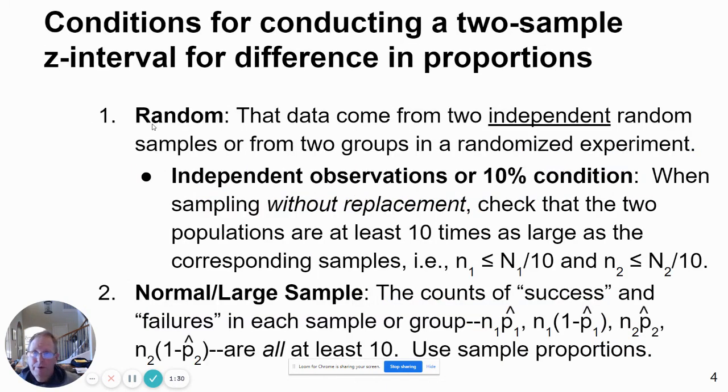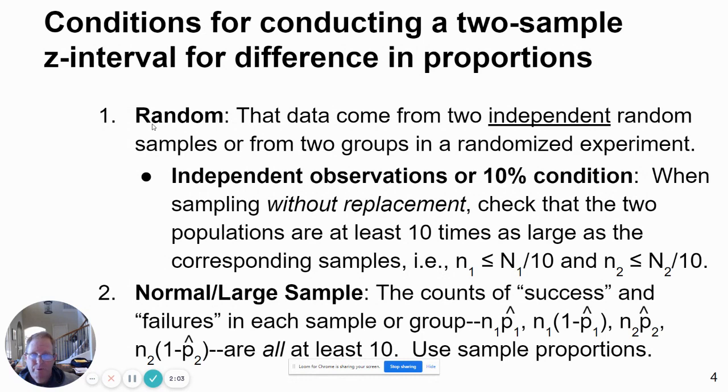Now we will need to check the conditions for a two-sample Z interval for the difference in proportions. And I just want to tell you up front that the conditions for a two-sample Z interval are different from the conditions for a two-sample Z test. And it has to do with the last condition there. So the first condition, random. The data has to come from two independent random samples or from two groups in a randomized experiment.